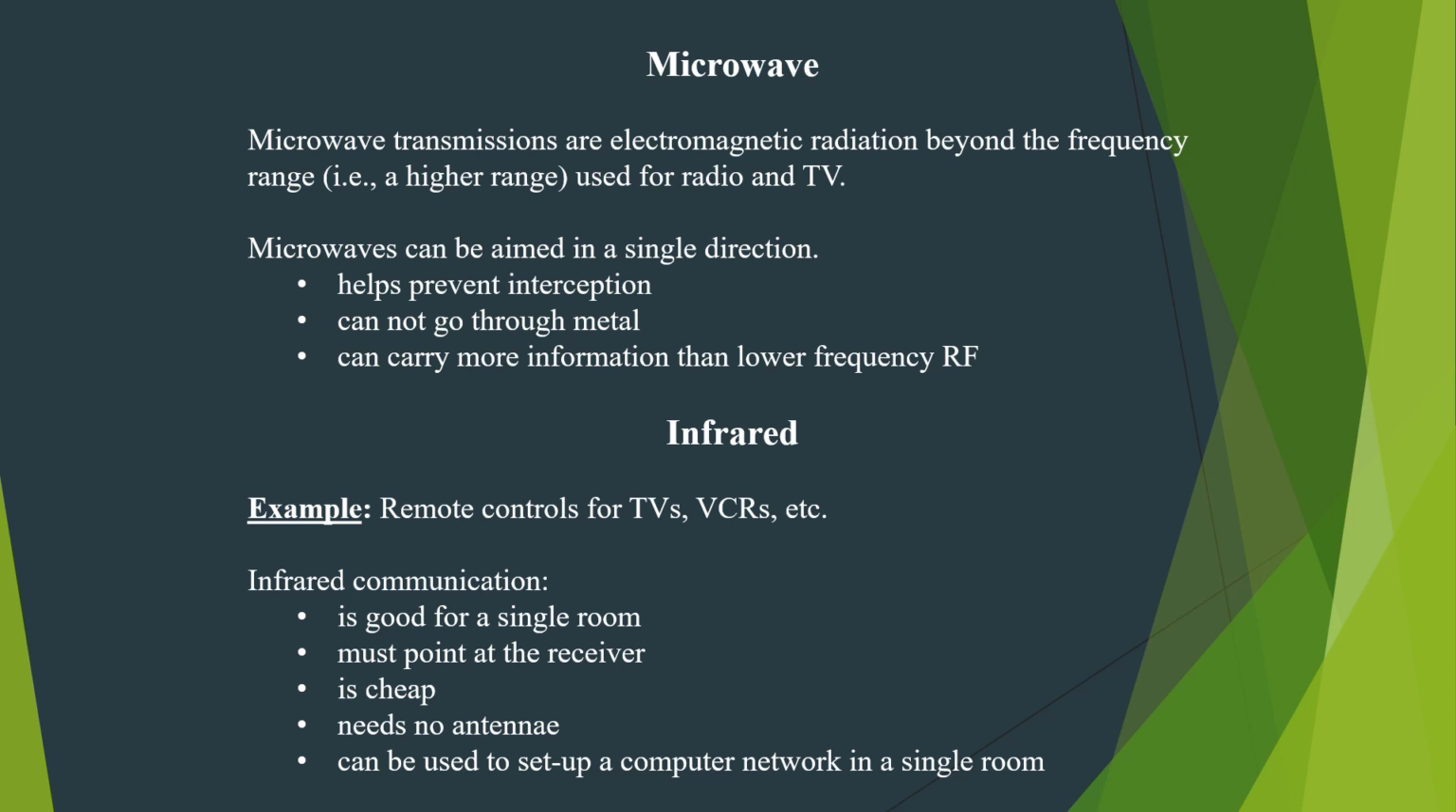Next one is infrared. We already discussed what is meant by infrared. It is very good for a single room only, and it is very cheap. In a computer network setup, we can use it for single room purposes only. That's why we are going for microwave always. And then next thing.